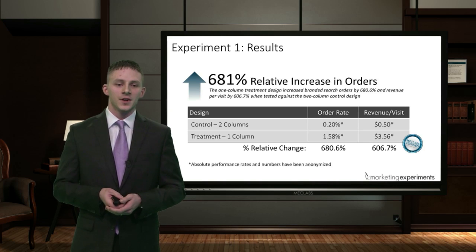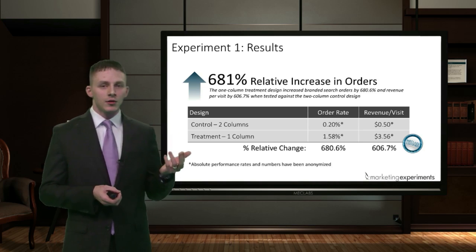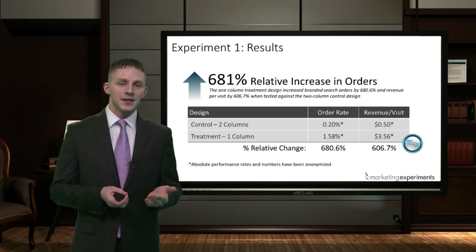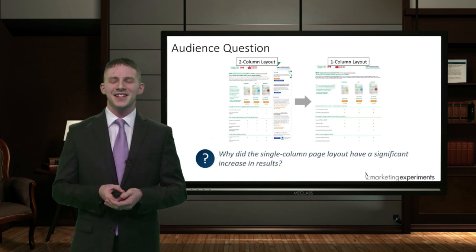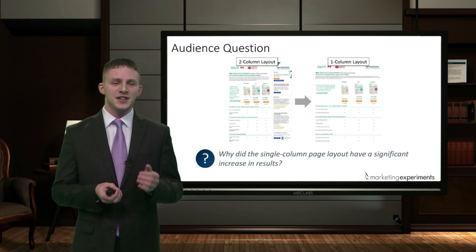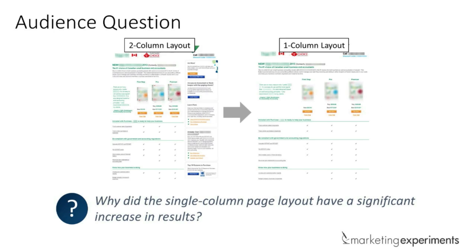So that leaves me with an important question. Why, in this case, did the single column page layout have a significant increase in results? And even beyond that, how is it that page columns can actually have an impact on results? Audience, let me ask you, you are the researcher, you are the analyst in this situation. What would be your interpretation of the data?